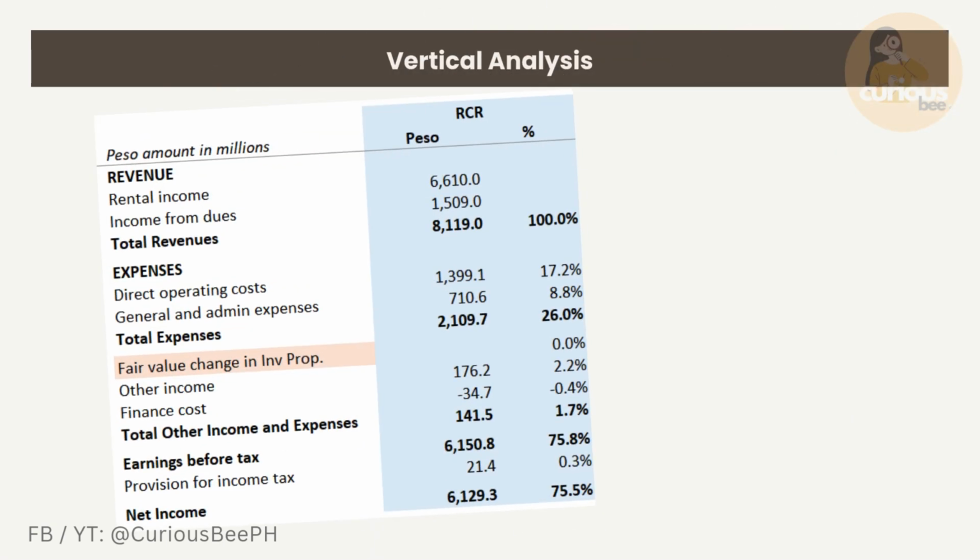Let's say, for example, we take out fair value adjustments in our analysis. We would get a more reasonable income before tax ratio at 75%. This percentage simply means that out of all of the company's revenues, they are able to keep 75% of it as profits. And that is good.